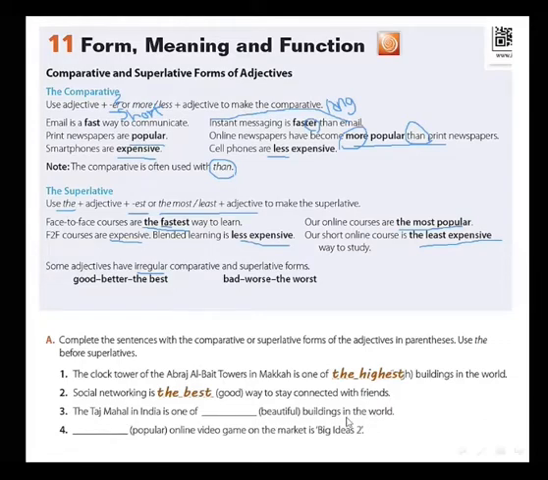Number 3. The Taj Mahal in India is one of beautiful buildings in the world. We will compare the Taj Mahal with all buildings in the world. One of is followed by the superlative form. And beautiful is a long adjective, so we will use the most beautiful. Excellent. The most beautiful.